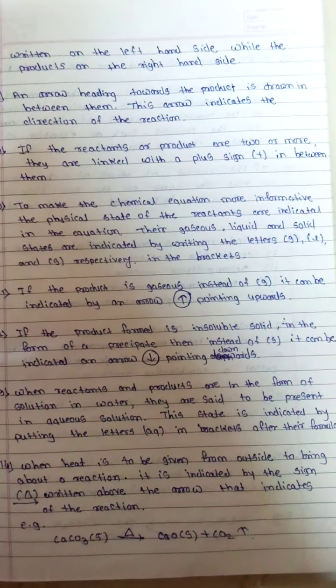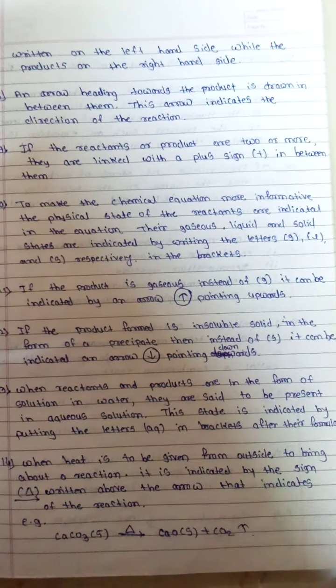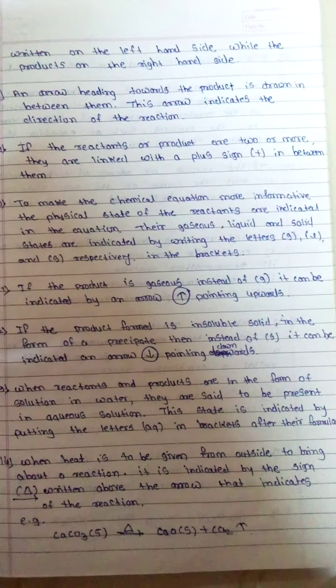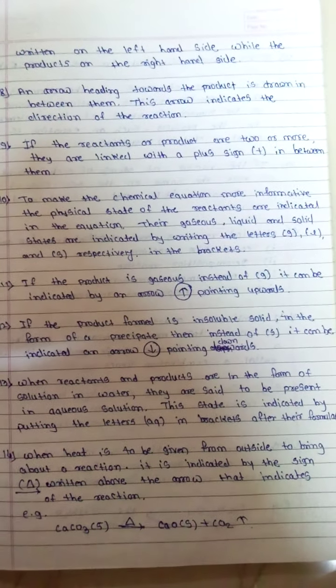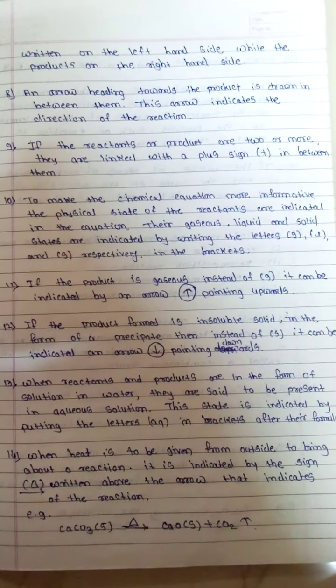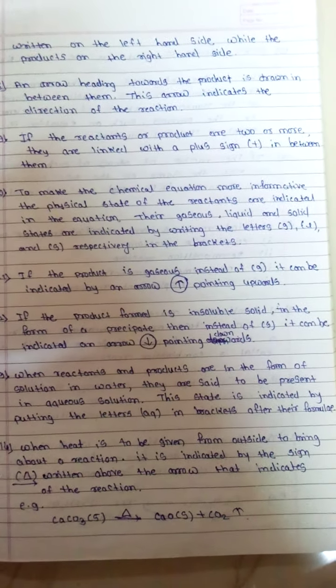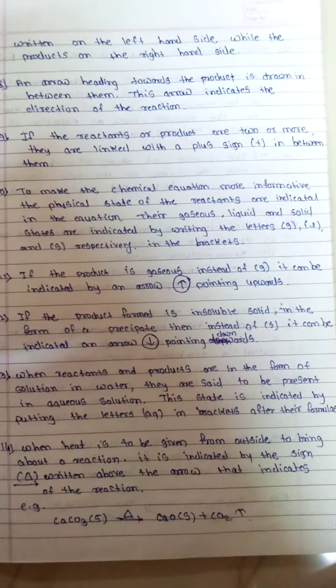To make the chemical equation more informative, the physical states of the reactants and products are indicated in the equation. Their gas, liquid, and solid states are indicated by writing the letters g, l, and s respectively. If the product is gaseous, instead of g it can be indicated by an arrow pointing upward. If the product is an insoluble solid in the form of a precipitate, then instead of s, it can be indicated by a downward pointing arrow.